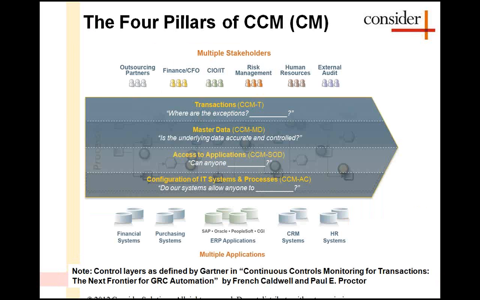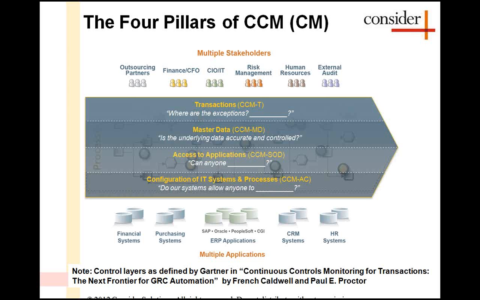I like also the definition of the 4 pillars of continuous controls monitoring, which I tend to regard generally as just continuous monitoring because they aren't all necessarily controls. But you see here these control layers were defined by Gartner Group, and I think it's a good piece of work they did. At the bottom of the stack, it's the technology configuration of systems and processes at a detail level.